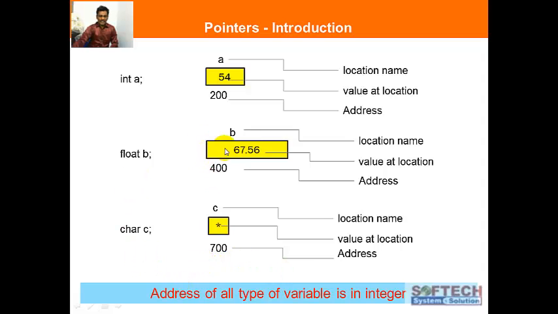Now the address of all types, let us see the example. Integer variable address is in integer form, float variable address is in integer form, character variable address is in integer form. It may be any type. The size of the variable may vary. Integer means the size is 2, float means 4 bytes, double means 8 bytes. But the address is in integer format only.